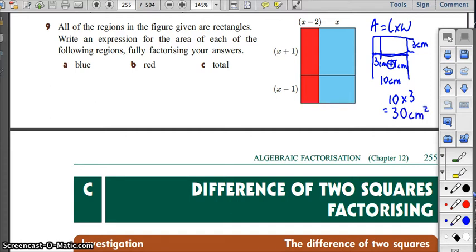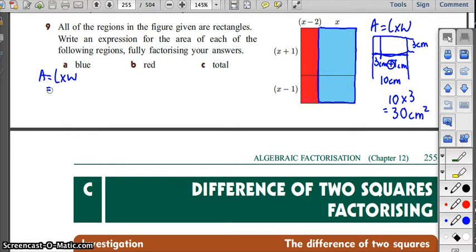Alright, we've done that process in the past. What we haven't done the process with sometimes, although we did do it occasionally, was with unknown side lengths. So if we look at blue, if we take blue just on its own, we follow the process which is area equals length times width.